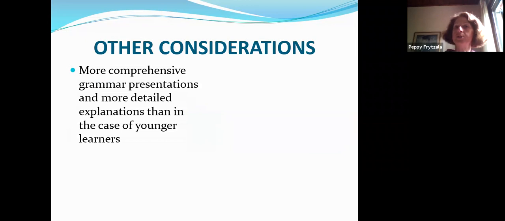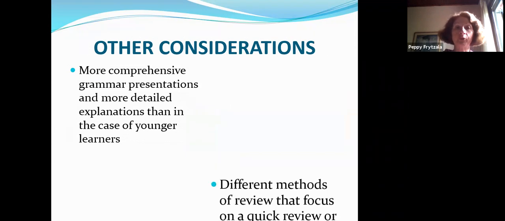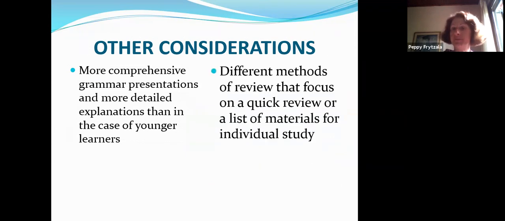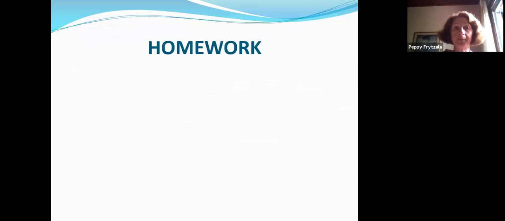Some other considerations for adults: more comprehensive grammar presentations and more detailed explanations than in the case of younger learners. Remember, they have a higher understanding of grammar and they find it very difficult. Different methods of review that focus on a quick review of a list of materials for individual study. They have to have some individual study.